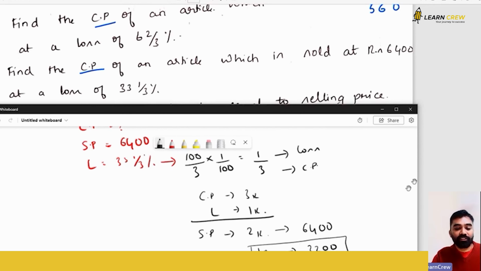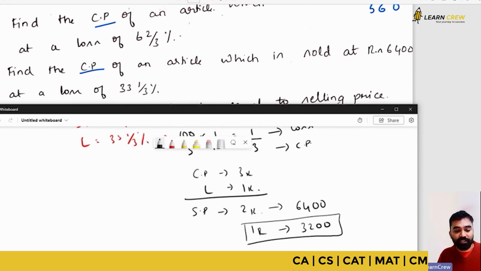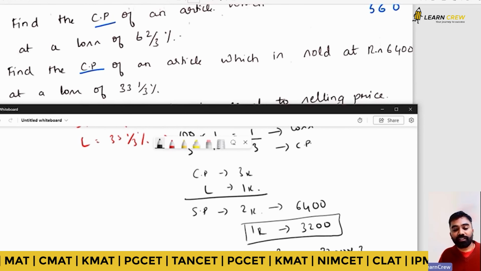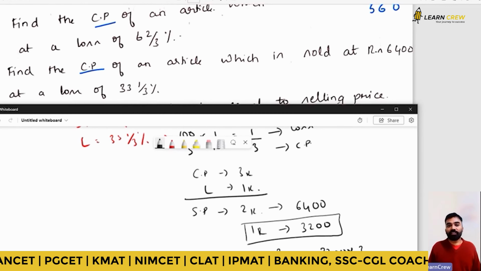If single R value is 3,200, what is cost price? Cost price equal to 3R. That is nothing but 3,200 into 3, that is nothing but 9,600. Fine. All clear till here.